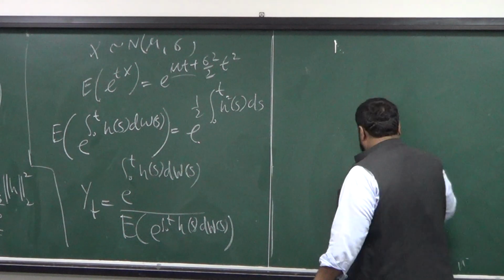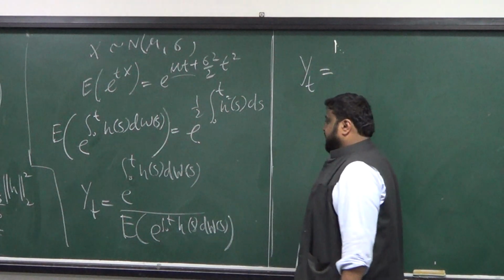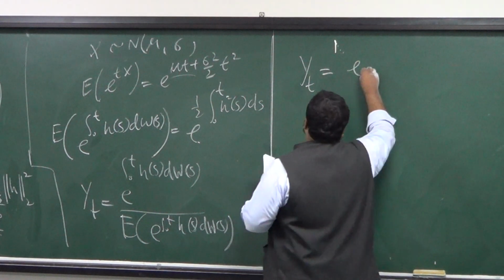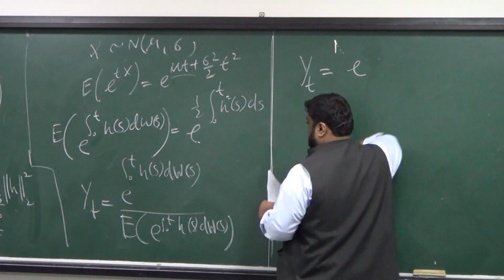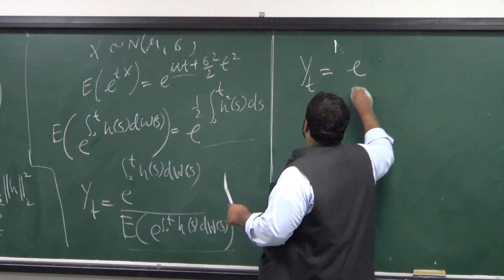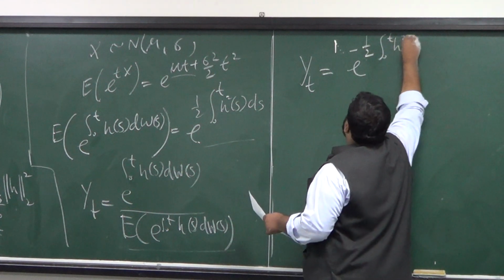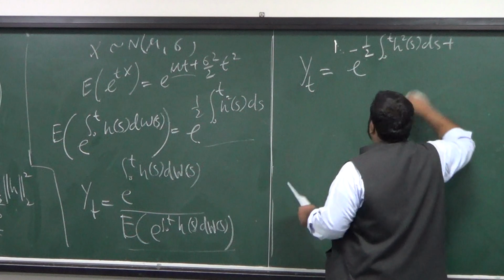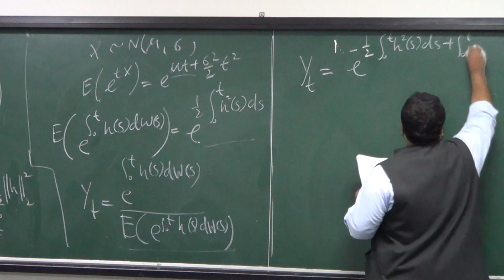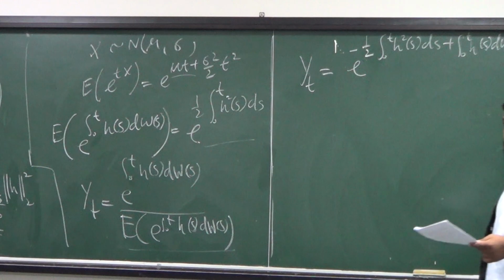So what would be Yt then? The Yt is going to be this interesting process actually. What process? This process. E to the, so I know this expression, but this is equal to this. So I can write this as e to the minus 1/2 integral 0 to t h square of s ds plus integral 0 to t h of s dW of s, right?